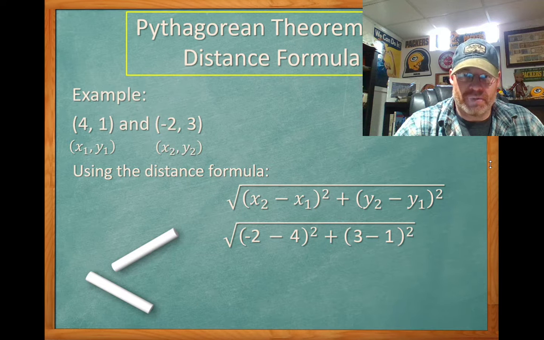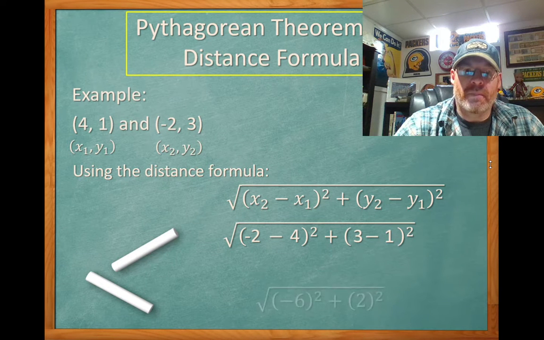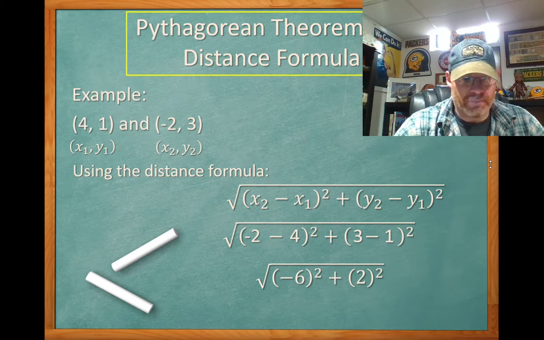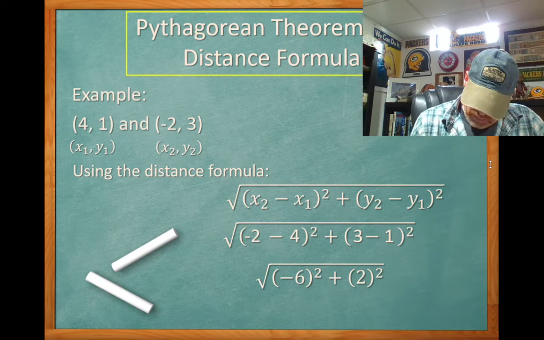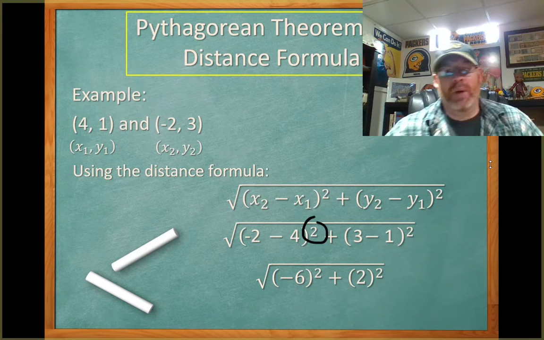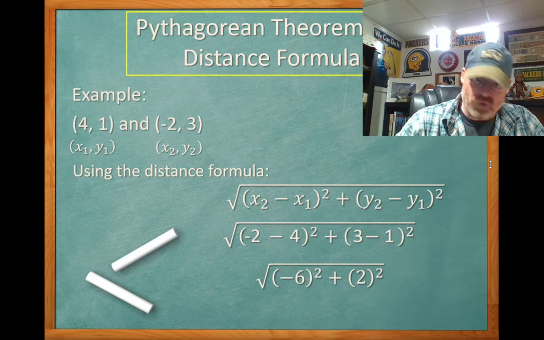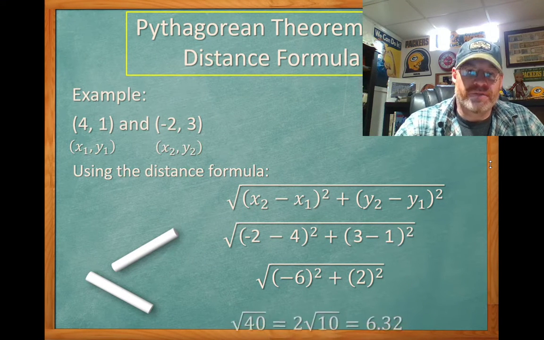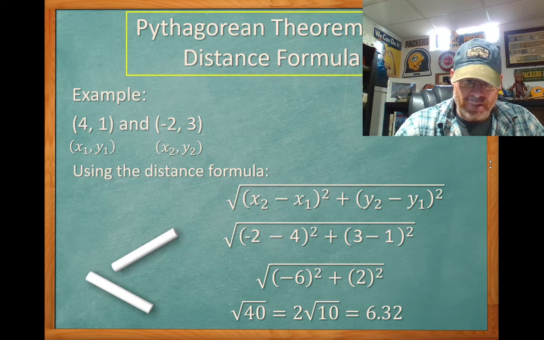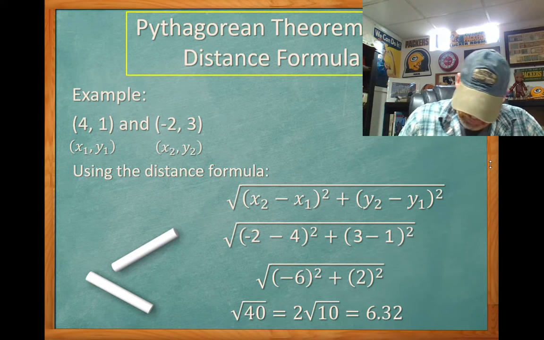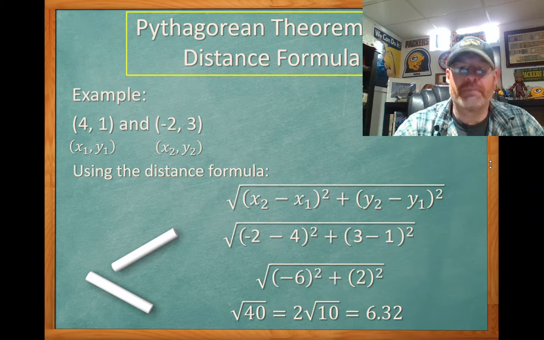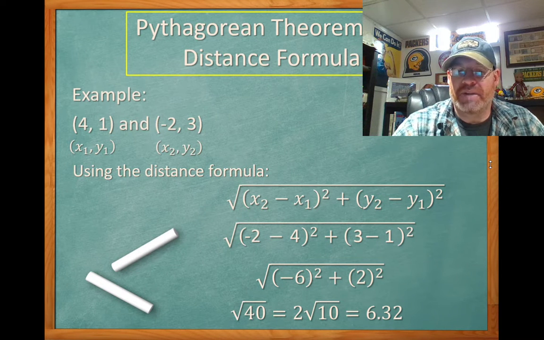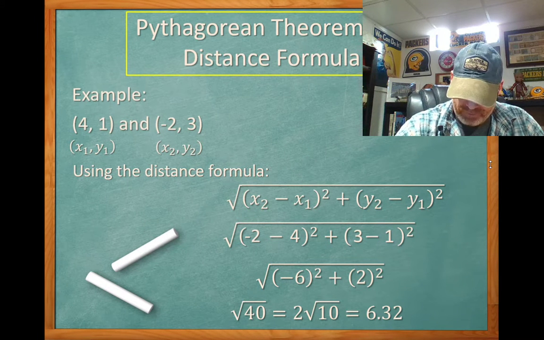Negative 2 minus 4 is negative 6. 3 minus 1 is 2. And this is what I meant. It all comes out in the end because of that squaring. So you're not going to end up with negatives underneath the radical. 36 and 4 is 40. The simplest radical form distance is 2 square root of 10. But to the nearest hundredth is 6.32.